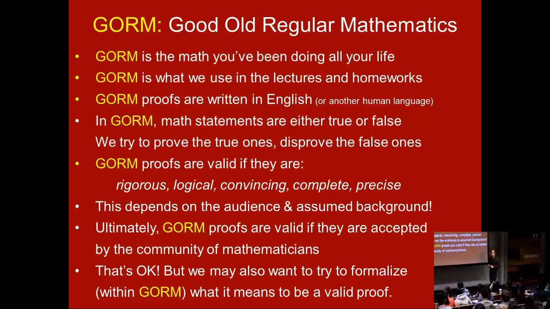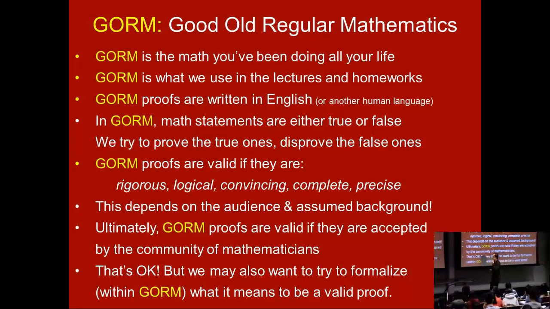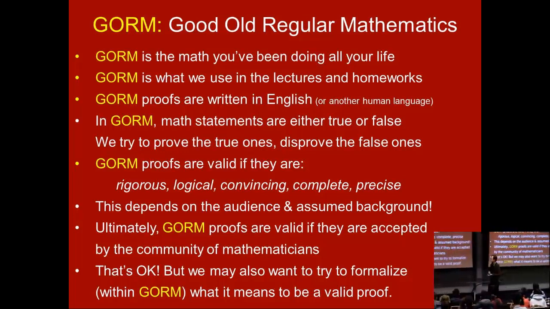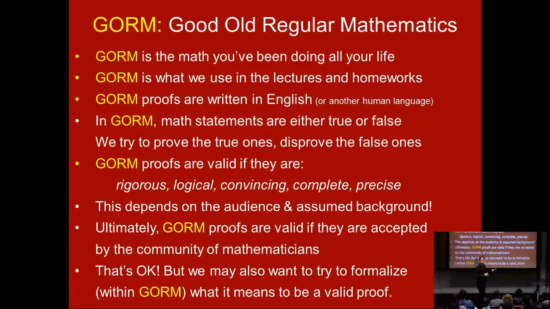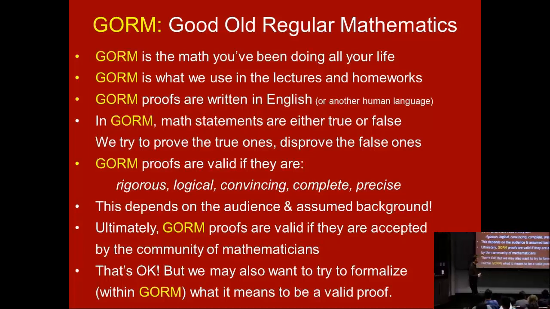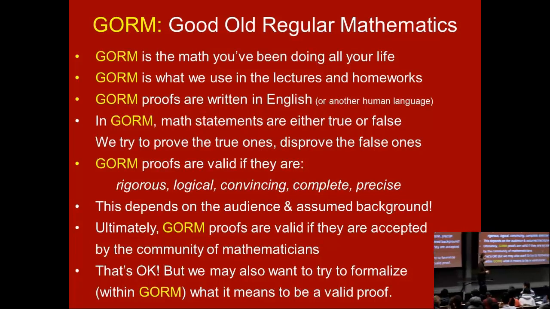Now that's a little bit weird, right? Maybe it's a little unsettling because it doesn't seem too formal, but that's how it goes in life, and that's okay. That's how good old regular mathematics works. That's how it worked for you in the past, and it's how it will work for you in the future. That said, mathematicians historically did want to try to exactly formalize what it means to be a valid proof. And to some extent, that's what we're going to talk about in this lecture.